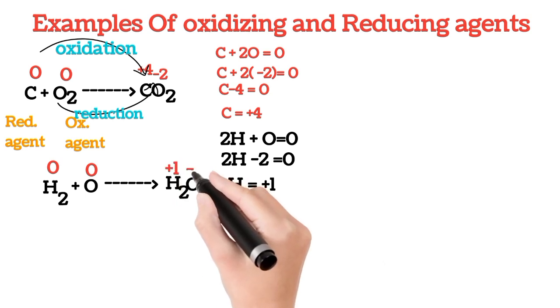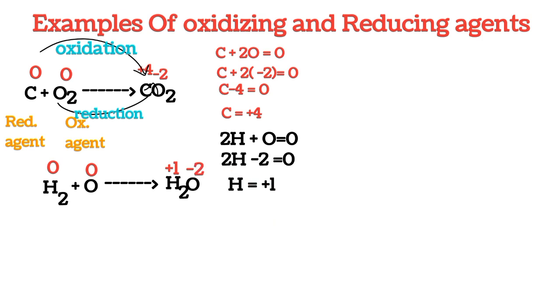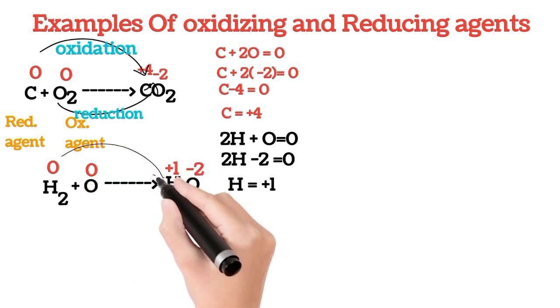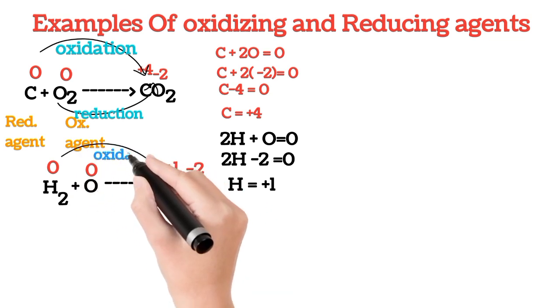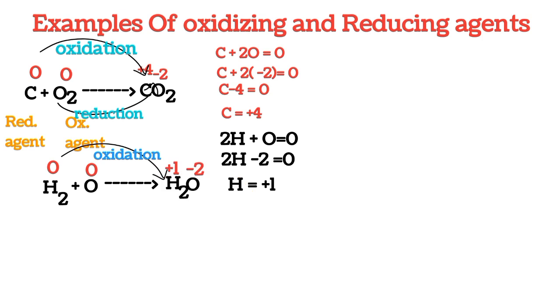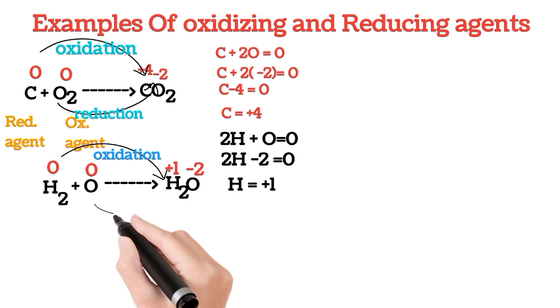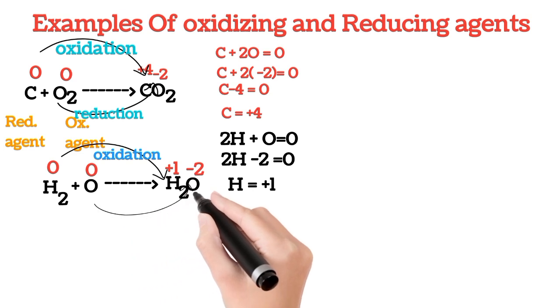Plus 1, while that of hydrogen is minus 2. Let's look at the change in oxidation number so that we can know our oxidation and reduction. Hydrogen has changed from 0 to what? Plus 1. That is an increasing oxidation number, and that is what? Oxidation. Oxygen has changed from 0 to minus 2. That is a decreasing oxidation number, and that is what?